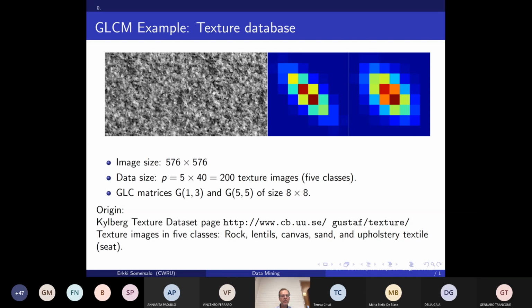So this is the rock example. I have one example of the rock. The image size here is 576 by 576 pixels, so they are pretty detailed images. And I have 40 images in each class, so my data is going to be 200 gray level co-occurrence matrices. I'm doing this for each image, and I'm showing you just one example of each class.